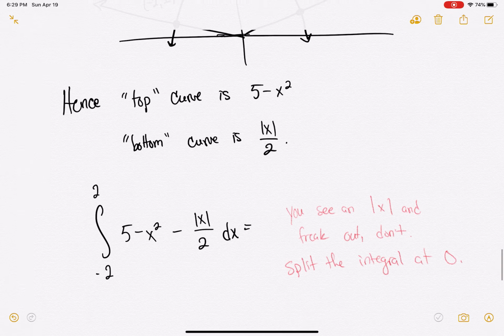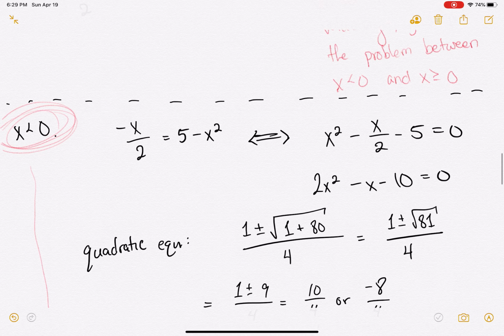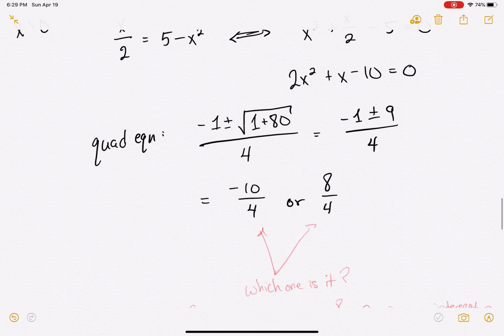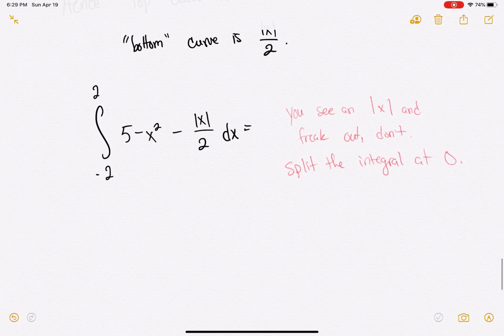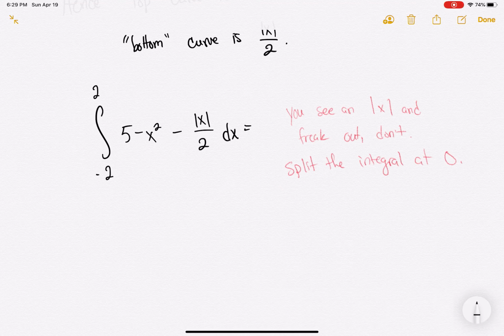Every time you have an absolute value sign, you're actually computing two problems. You're computing the x greater than 0 problem, and you're computing the x less than 0 problem. So this is the same thing here. You split it into two problems, x greater than 0 and x less than 0.